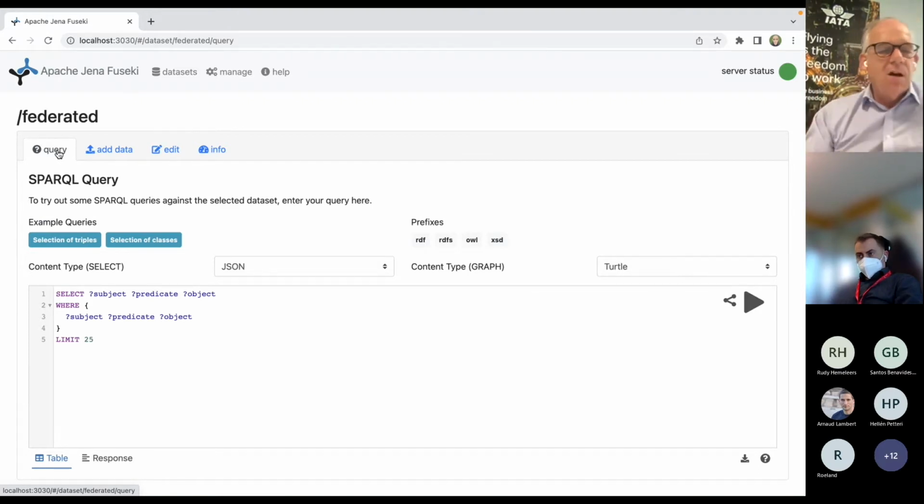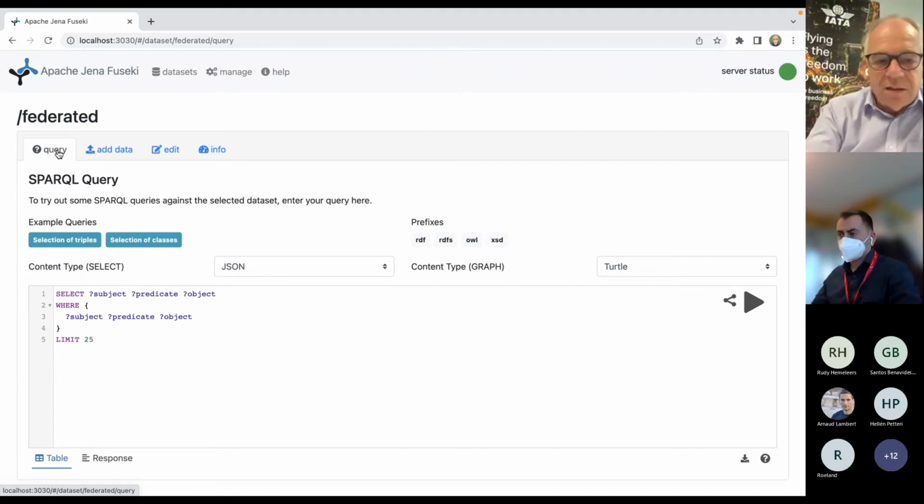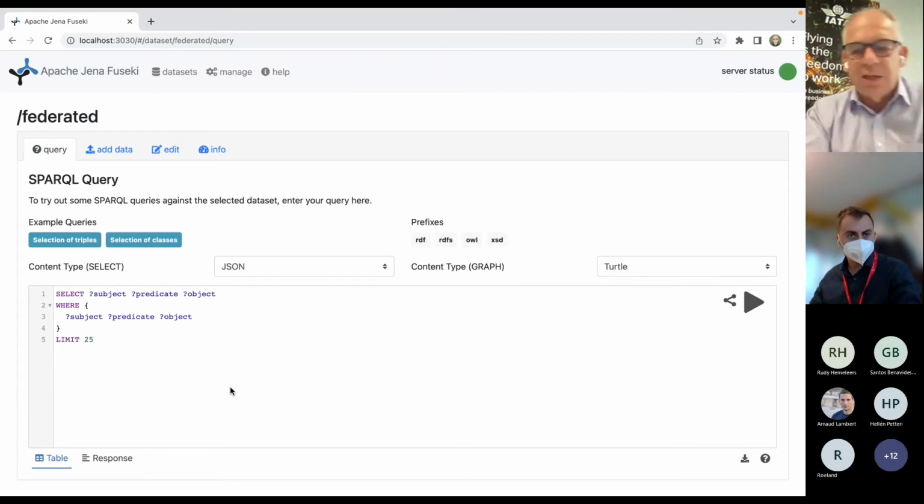That's what this stuff is. So we're not going to do anything. I'm just going to use the standard query that is there. What it basically says is from the data you've just loaded, give me everything. That's what this says in English.